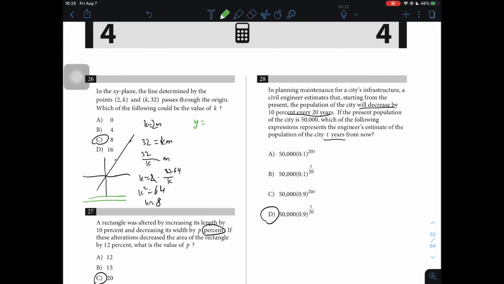So you just put y equals mx, and you just plug those numbers in. So what is the y of the first one? It's k, right? k equals 2m, since x is 2. And for the second one, it's 32 equals km. And then you solve this equation system, and now you can find the k.